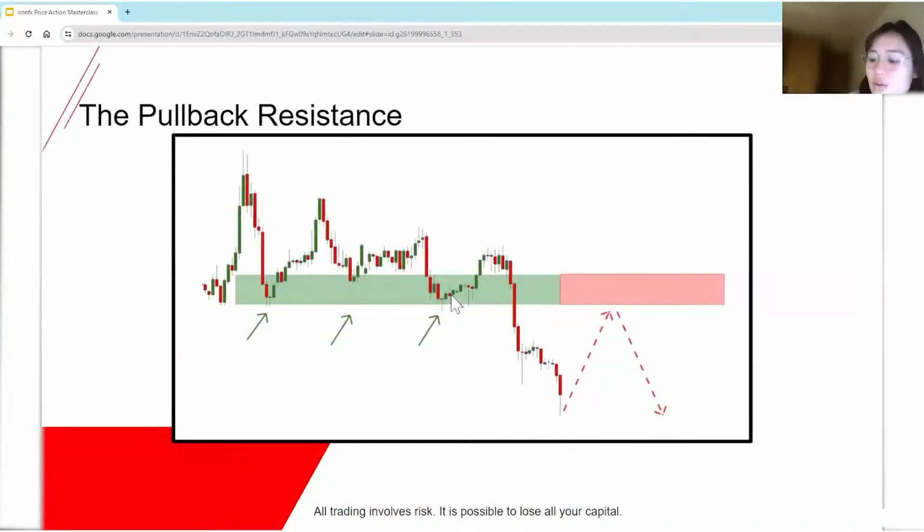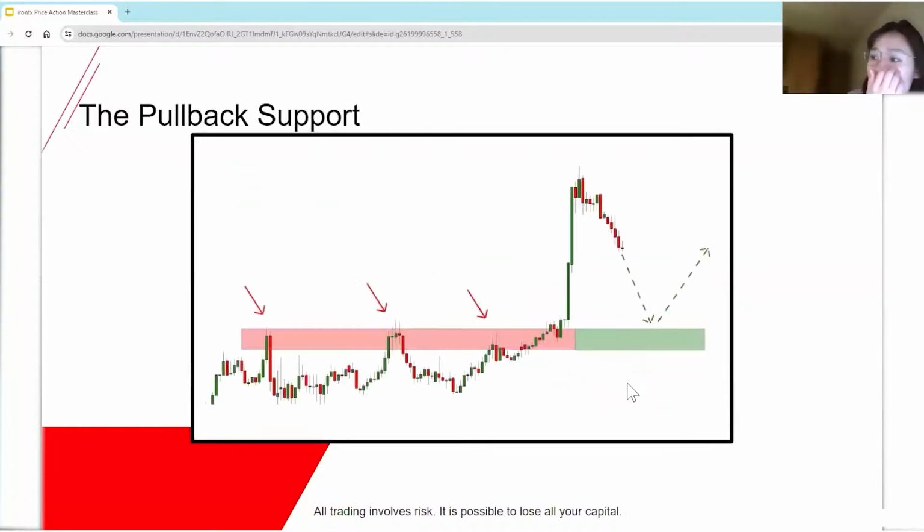Okay, so now let's look at the pullback resistance. We have some swing lows here. We have three swing lows here and price is breaking below the swing lows. We're expecting it to hit towards that same level and reverse off of it. That's exactly what a pullback resistance is.